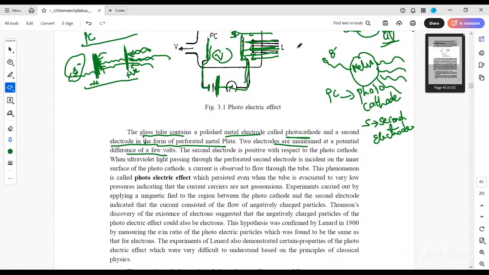When the ultraviolet rays fall through the secondary electrode, what happens? They are incident on the inner surface of the photocathode and some current flows through the tube because electrons are emitted. This phenomenon is called the photoelectric effect. Here, very low pressure is maintained, and the current carried is not by a gas.